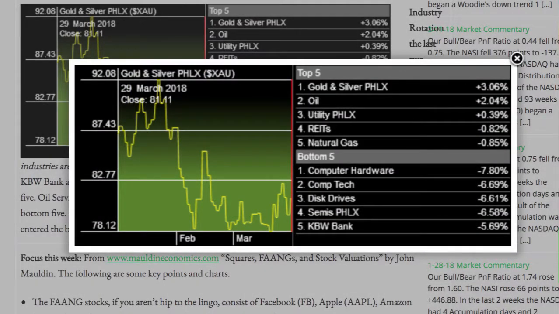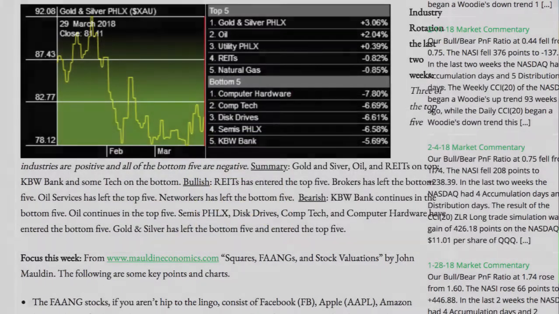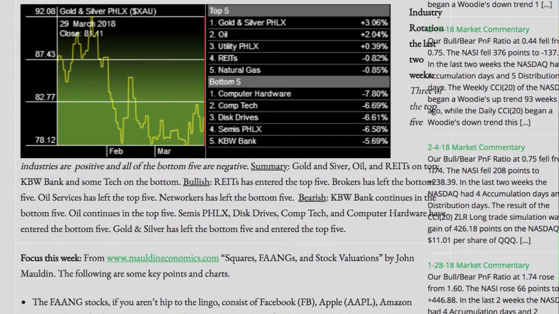Industry rotation the last 2 weeks. 3 of the top 5 industries are positive, and all of the bottom 5 are negative. Summary: gold and silver, oil, and REITs on top. KBW Bank and some tech on the bottom.